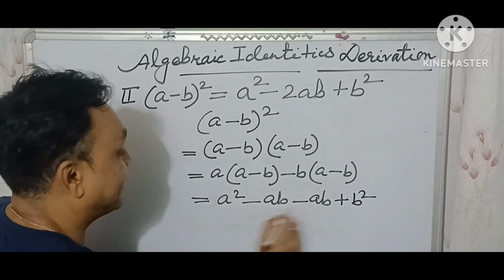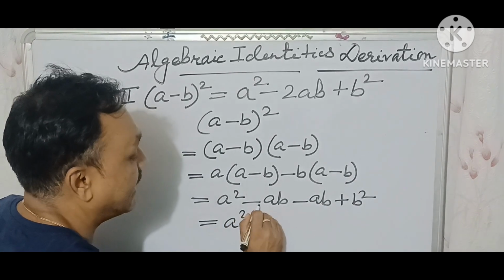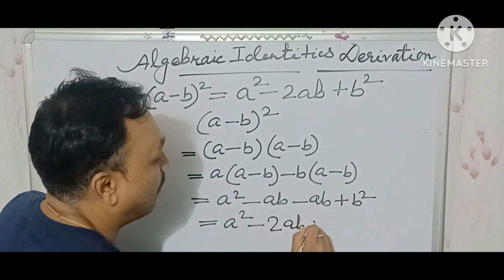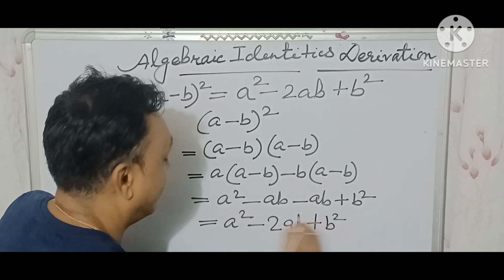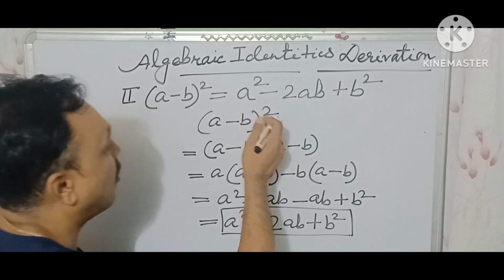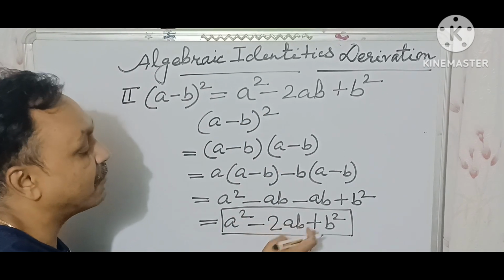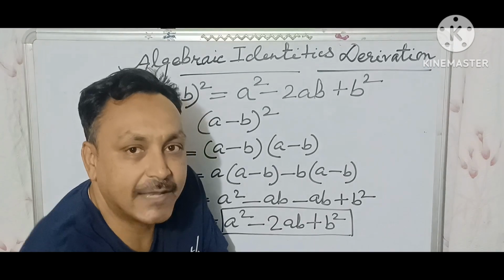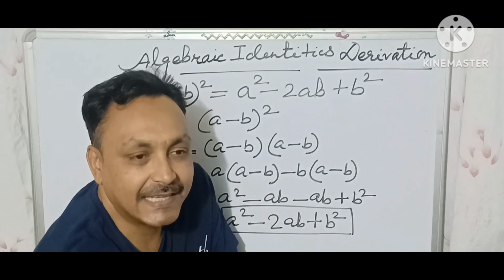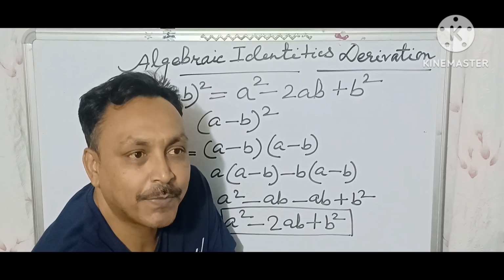So these are the like terms, so we have to simplify. a² minus ab, that is minus 2ab, plus b². So this is the formula for (a - b)², that is equal to a² - 2ab + b². So in that very simple way, we can derive the identities, that is (a + b)² and (a - b)².